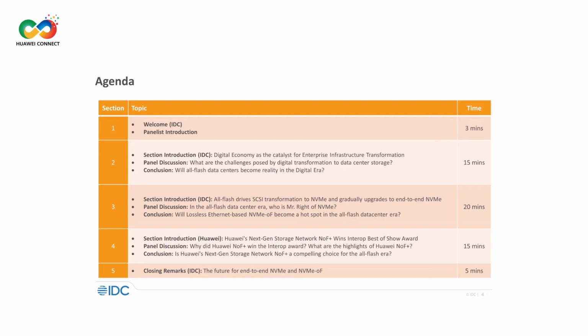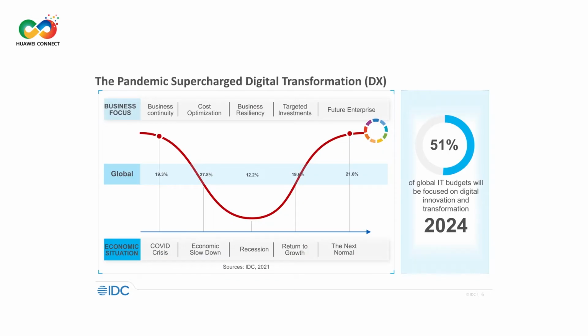So with that in mind, let me just jump into the second section, which is the digital economy as a catalyst for enterprise infrastructure transformation. Now, we have no doubt that the pandemic has supercharged digital transformation. And because of the pandemic, which started early last year, people have had to adjust and adapt to the different types of issues that have been thrown at them, and they have had to change their business models. They've had to change their global IT budgets, and the focus has been on digital innovation and transformation, business resiliency, and to kind of reinvent themselves so that they are prepared in what is to come to them, as well as for the future enterprise.